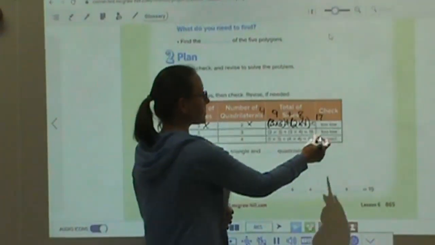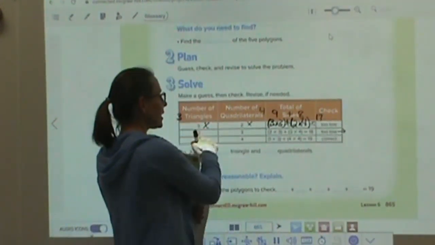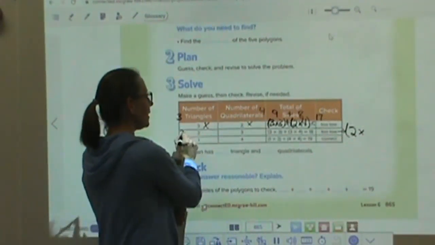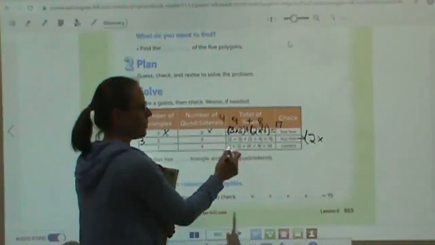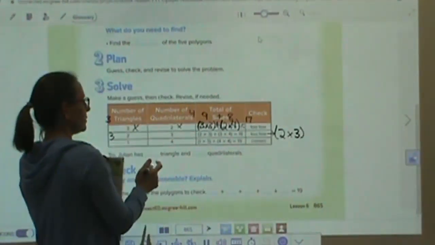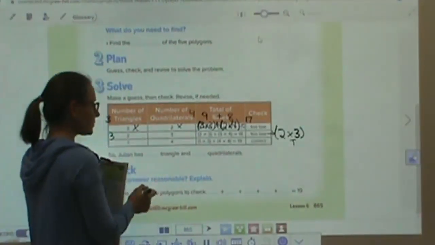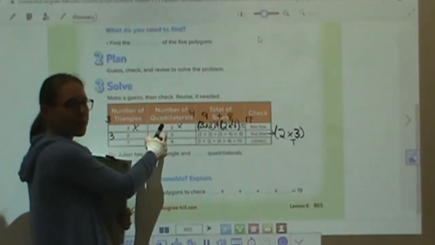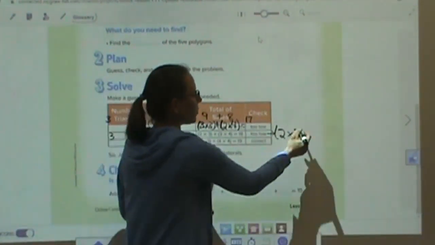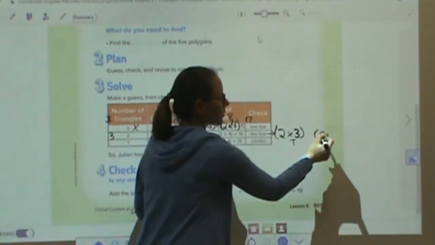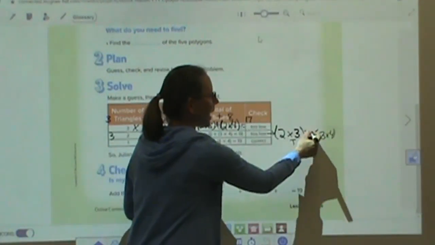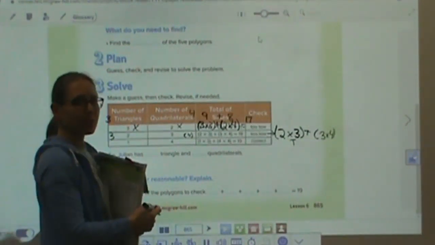And again, I'm going to write this problem out here so you can see it a little better. I'm going to take my 2 triangles. I'm going to multiply that again by the 3 sides of a triangle. And there's my triangles. I'll put a little T at the bottom so we know. Now we're guessing that there's 3 quadrilaterals. What does the quadrilaterals have? They have 4 sides. So we're going to multiply the 3 quadrilaterals times the 4 sides, and we're going to add those 2 together to figure out the total number of sides.